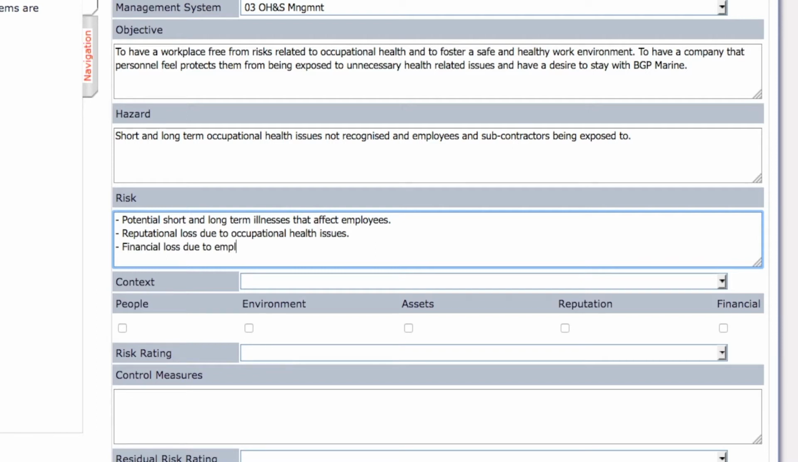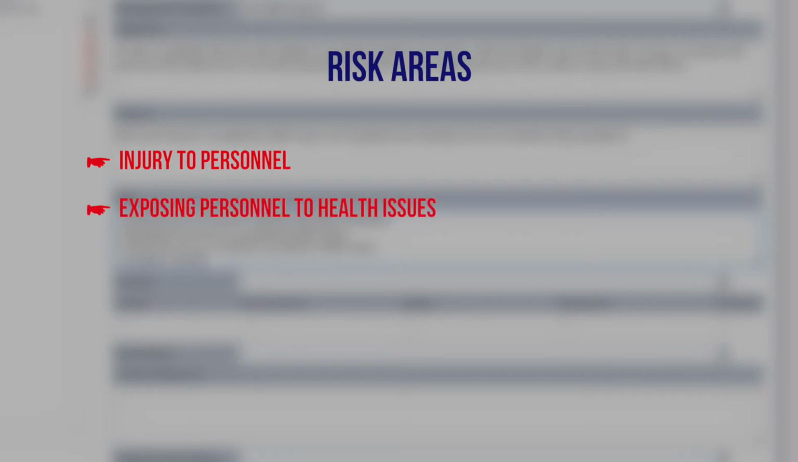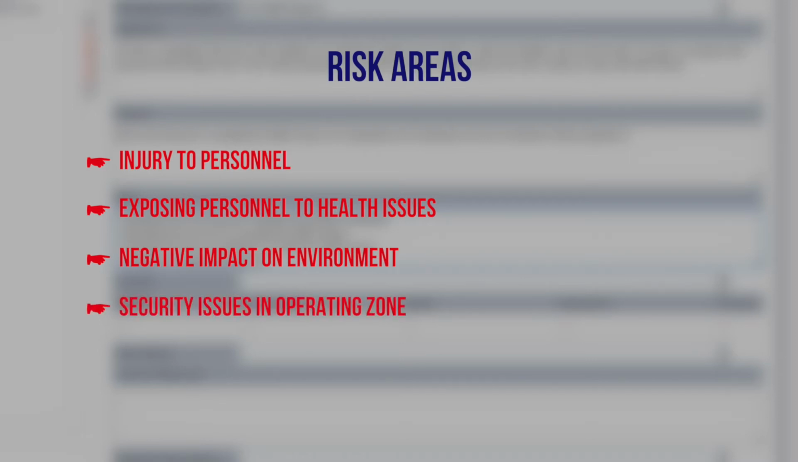An example of risks at a corporate level would be this. Knowing the nature of our business, the QHSSE department would state that we have potential risks in the following areas: injury to our personnel, exposing personnel to health issues, having a negative impact on the environment, security issues in the operating zone, and subcontractor management issues.